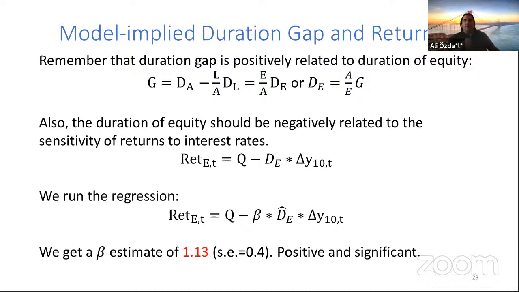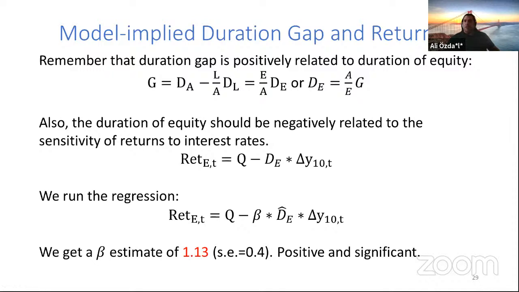How can we calculate the duration of equity directly? Remember earlier I showed you this regression where we put the return on equity on the left-hand side and duration of equity on the right-hand side. Using this regression, I can calculate the duration of equity for each insurance company directly. Then I also have the duration of equity that comes from the model. Why? Because I know the total asset value and equity value, I can calculate the model-implied duration gap. From there, I can find the model-implied duration of equity.